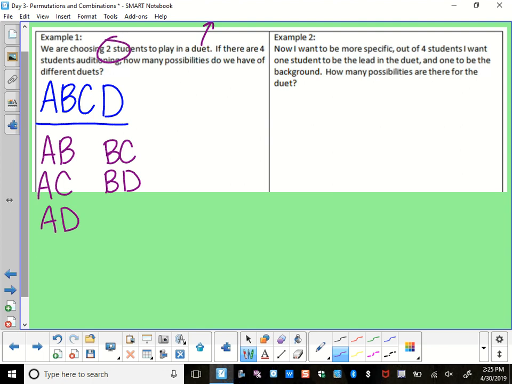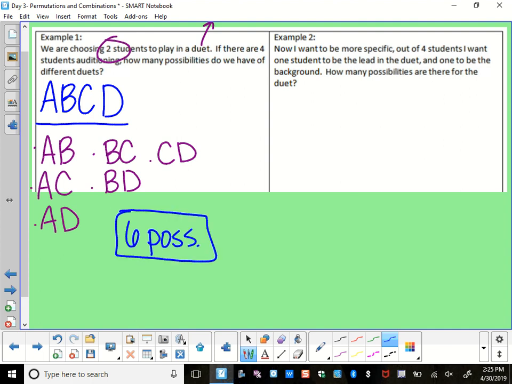Let's see here. Is Kat not with someone? Is Kat with Dawn yet? No, Kat can be with Dawn. We already have Kat and Alice. We have Kat and Ben. Alright, that's it. So I have how many possibilities here? 1, 2, 3, 4, 5, 6. We have 6 possible duets. Does that make sense? If we had those 4 people, we could have them sing in 2s 6 different ways.